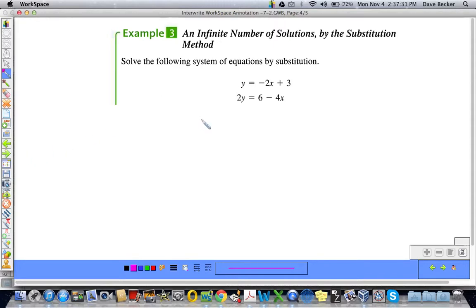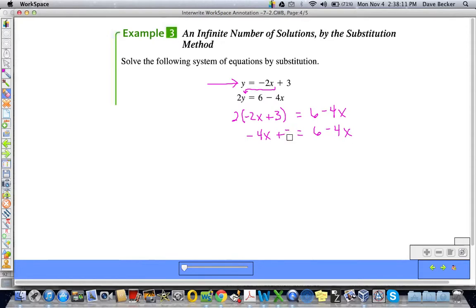Okay, infinite number of solutions. What does that look like? Well, let's take a look. This one, I don't have to solve for a variable because y is already solved for. So I can immediately replace y with negative 2x plus 3. So I'm going to have 2 times negative 2x plus 3 equals 6 minus 4x. Okay, so negative 4x plus 6 equals 6 minus 4x.